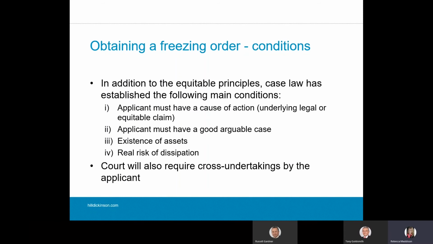Now, in addition to the equitable principles that an applicant must establish, case law has also established some general conditions for obtaining a freezing order. We're going to focus on the four main conditions which can give rise to interesting issues. The first is that the applicant must have a cause of action, that is an underlying legal or equitable claim. The applicant must also have a good arguable case. They must demonstrate the existence of the respondent's assets and that there is a real risk of dissipation of those assets. The court will also require cross undertakings by the applicant, which we will also look at in a bit more detail.